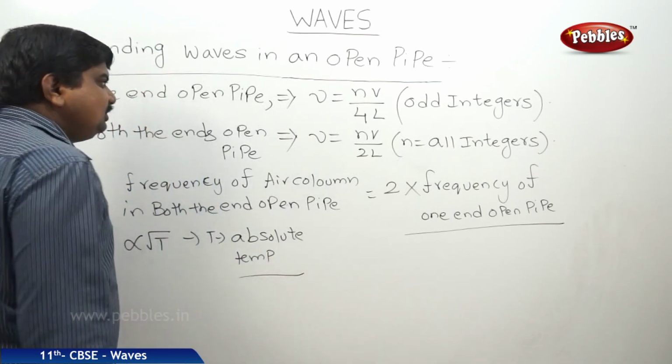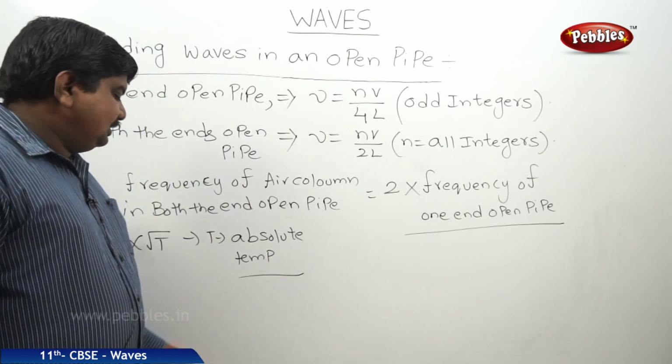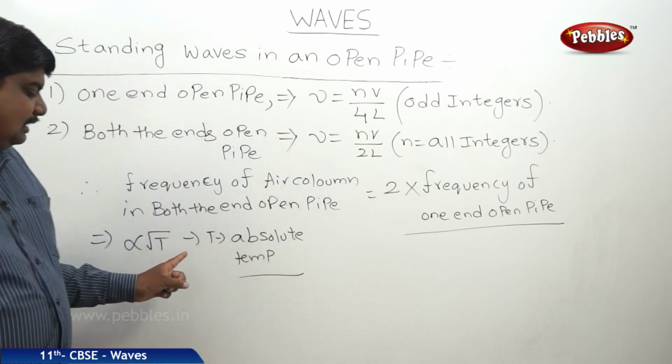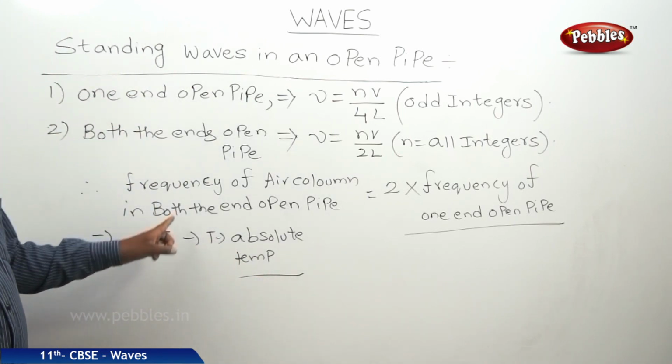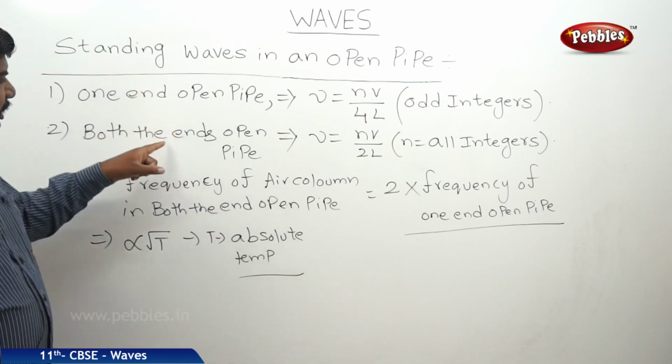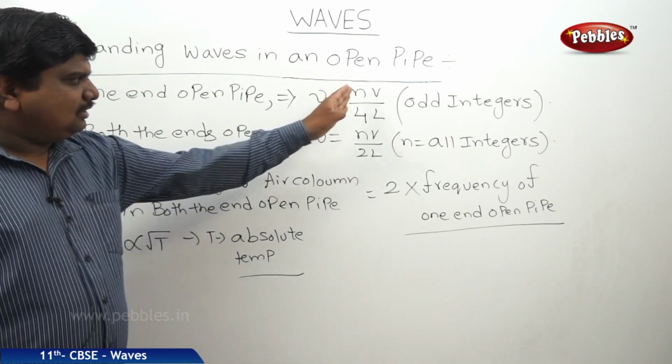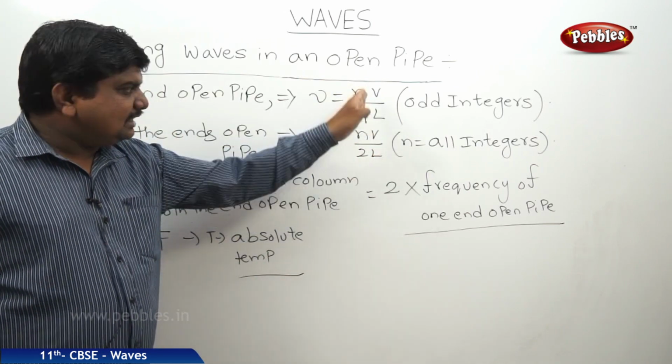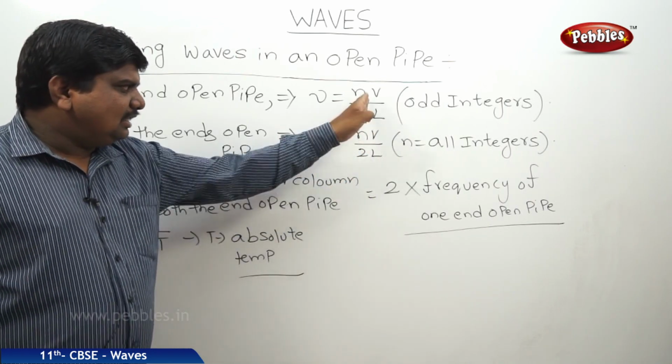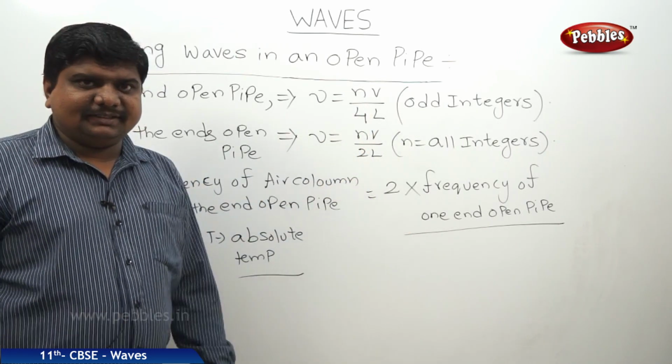So in case of both the open pipe or closed pipes, the speed of sound in air is dependent on the absolute temperature. This is the only common point where these two cases agree, and at the frequencies they don't agree, and there is a ratio like this.